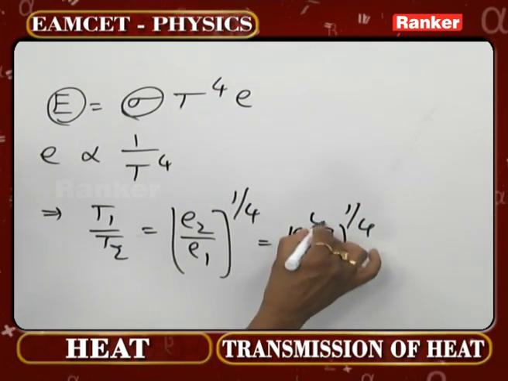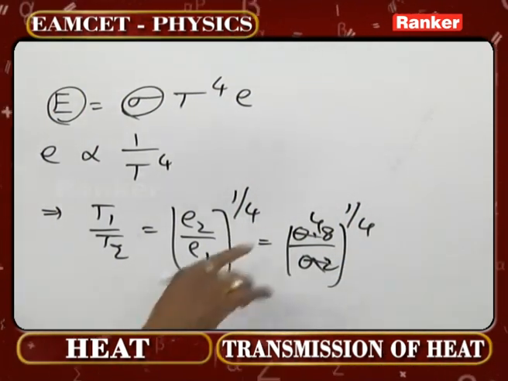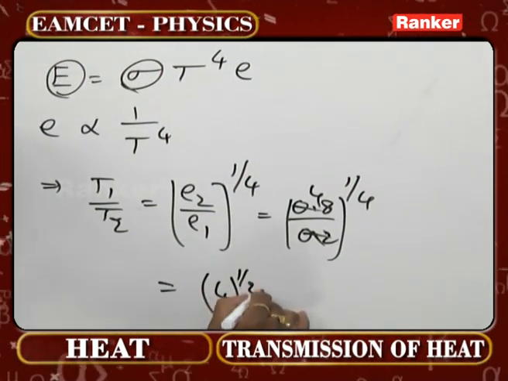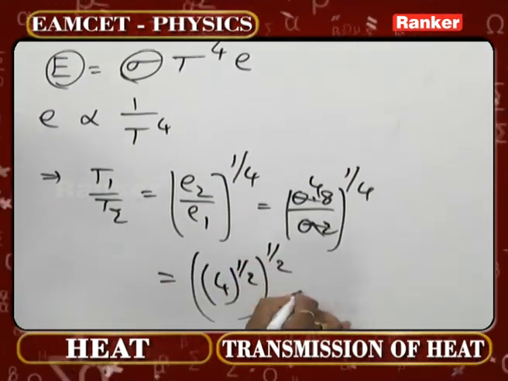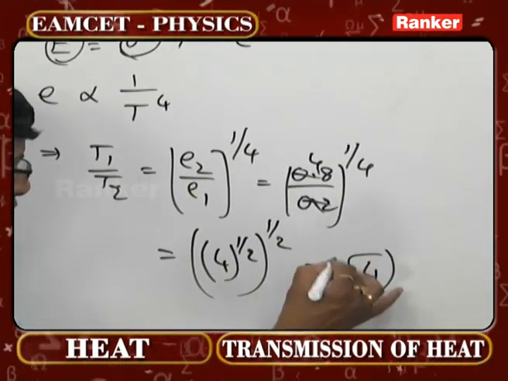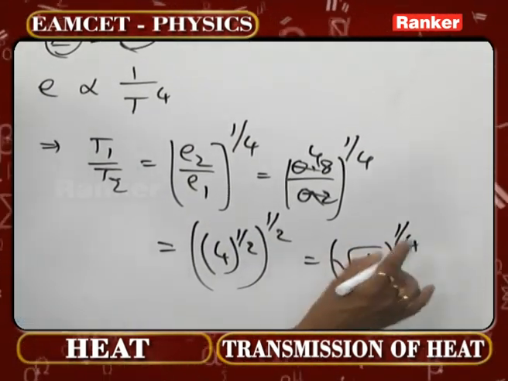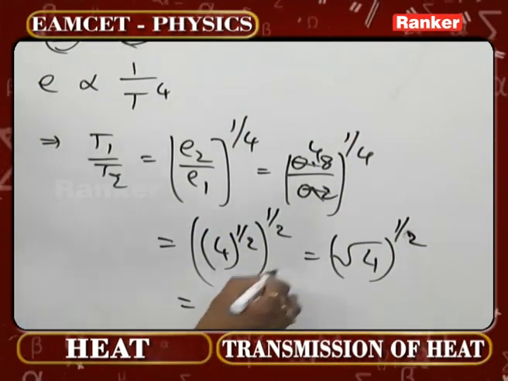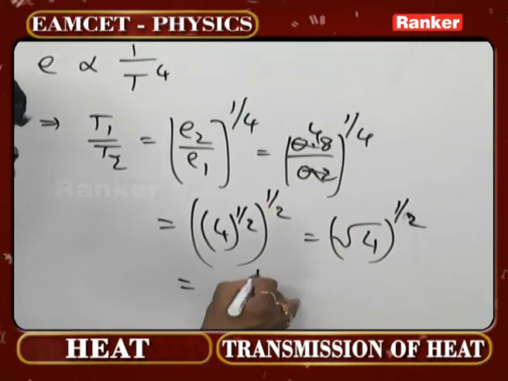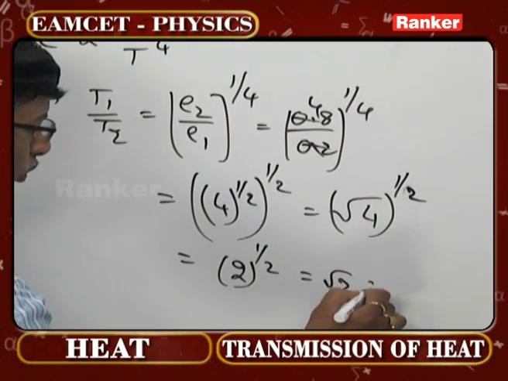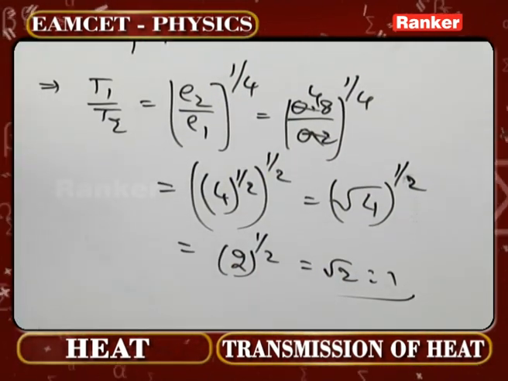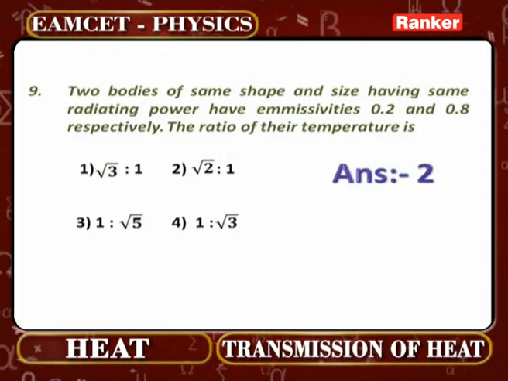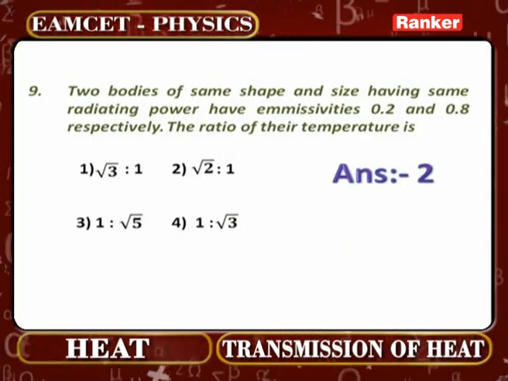This of course gets cancelled 4 times, fine. But 1 by 4, can't you write 4 to the power half whole power half directly? This is nothing other than root 4 whole power half. What is root 4 here? It is 2. That means that is 2 to the power half again. Is it not root 2, please? So what should be the ratio there, please? Root 2 is to 1. That must be the second option for this particular question number 9.